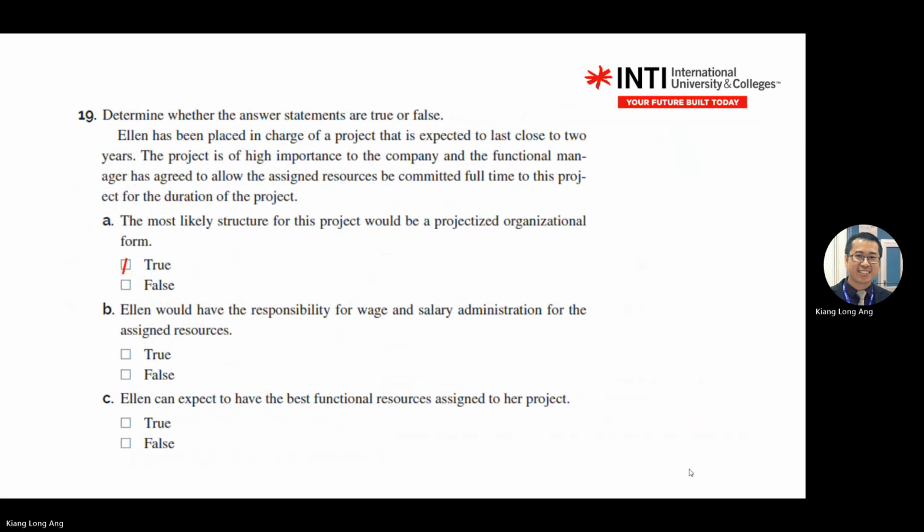True. Elaine would have responsibility for wages, salary, and administration for the assigned resources. True or false? Who holds the decision now? Project manager. True. So Elaine can expect to have the best functional resources assigned to her project. True or false?